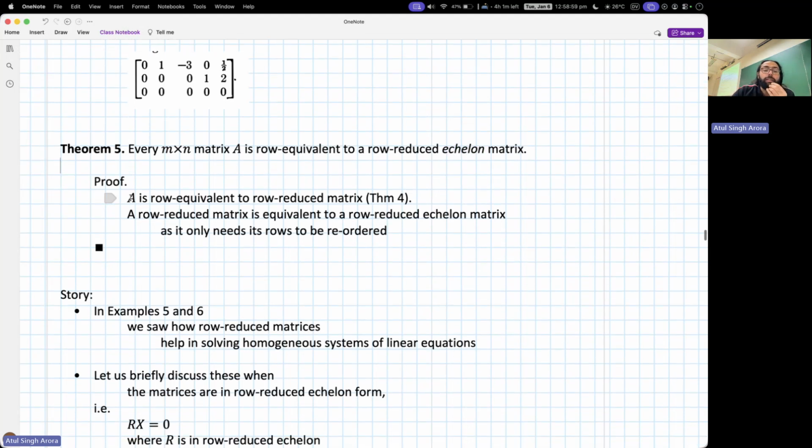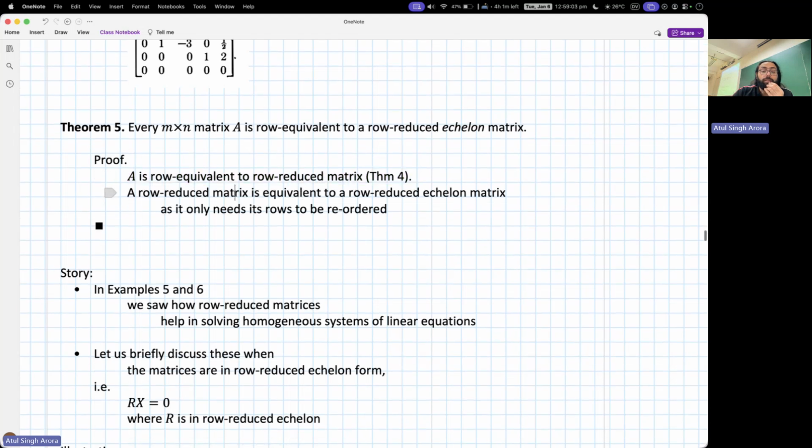It's not hard. First of all, we already know from theorem 4 that it's equivalent to a row reduced matrix. And it's not hard to see that a row reduced matrix is equivalent to a row echelon matrix because you just have to reorder the rows. You make sure that all the zero rows are at the end, and whenever we have a non-zero row, it has to appear first. So it's just a question of reordering, and reordering we know is an elementary row operation.